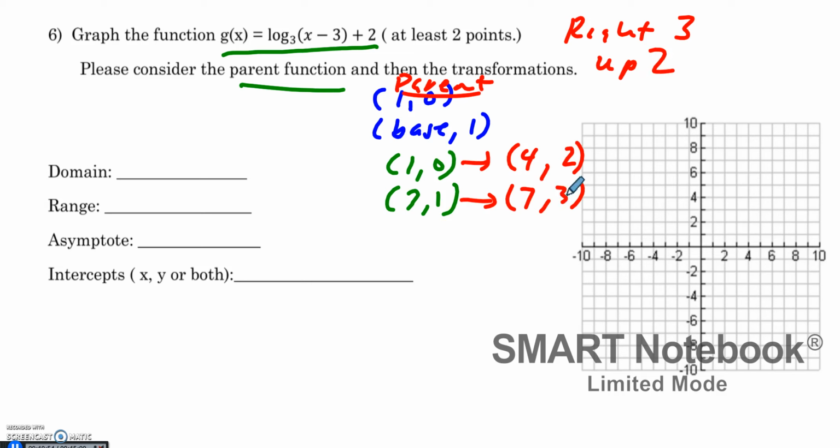So we'd graph these 2 points. The point (4, 2) is right there. The point (7, 3) is right there. Now think about, before we graph this, what a regular parent function of a log looks like.